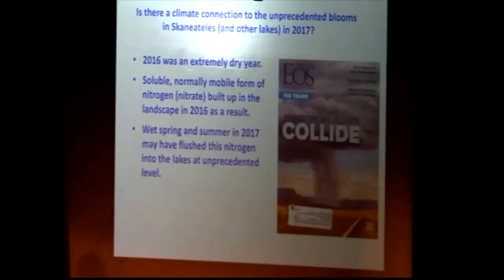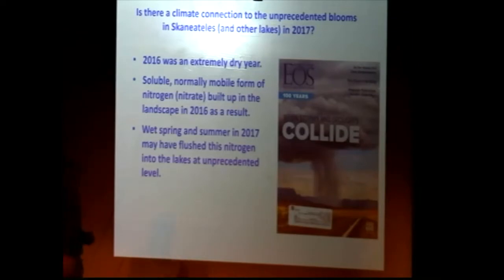There's a climate aspect. John talked a lot about climate. I want to show you one other, or related, aspect of that. 2016 was an extremely dry year, and for nitrogen, the most mobile form of nitrogen is nitrate. It's very soluble, moves very readily in water. If you have a dry year, it's going to accumulate in the soil as nitrate. And then if you have a wet spring and summer, which we did in 2017, it may have flushed this nitrogen at an unprecedented level. And this variation in climate we're seeing, as John said, is probably driven by climate change.